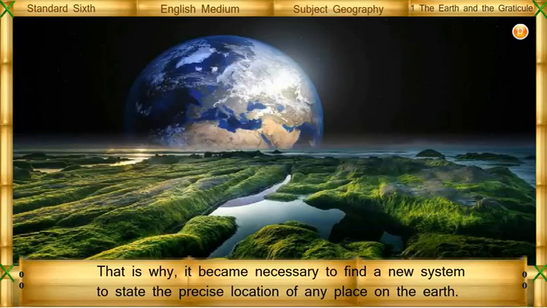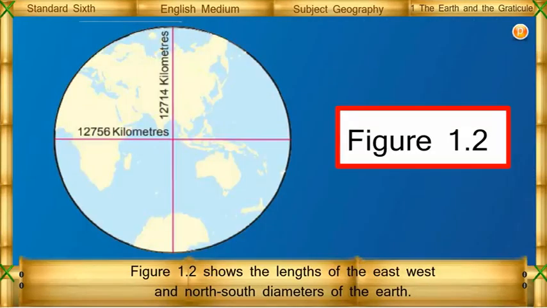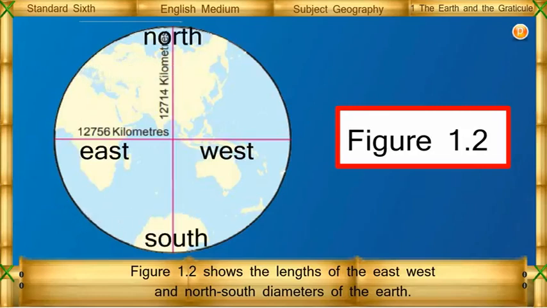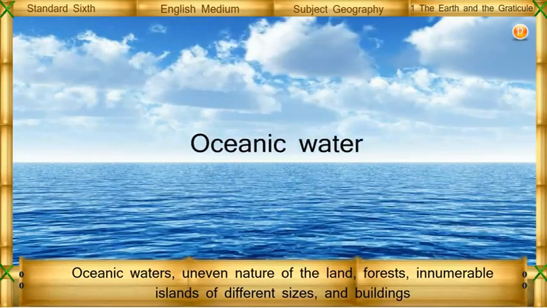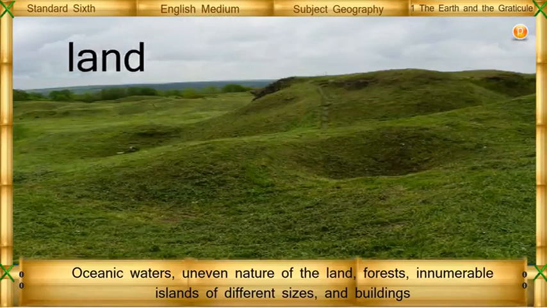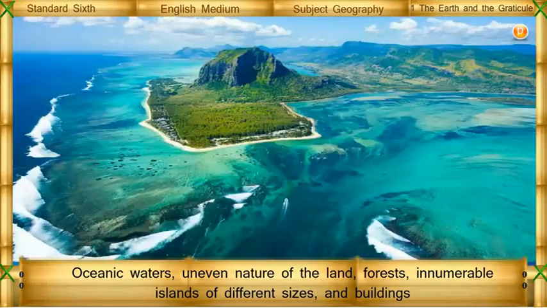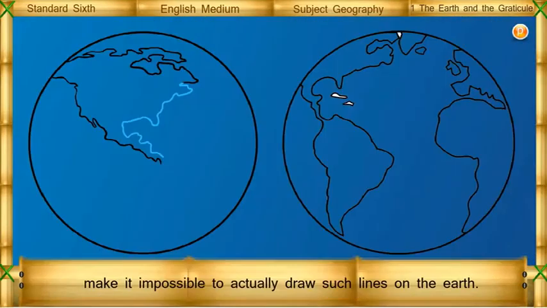Figure 1.2 shows the lengths of the east-west and north-south diameters of the earth. This will give you some idea about the size of the earth. Oceanic waters, uneven nature of the land, forests, innumerable islands of different sizes, and buildings make it impossible to accurately draw such lines on the earth.